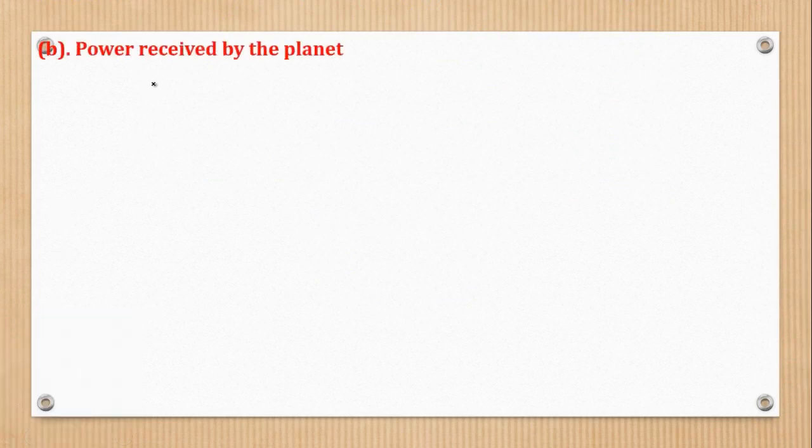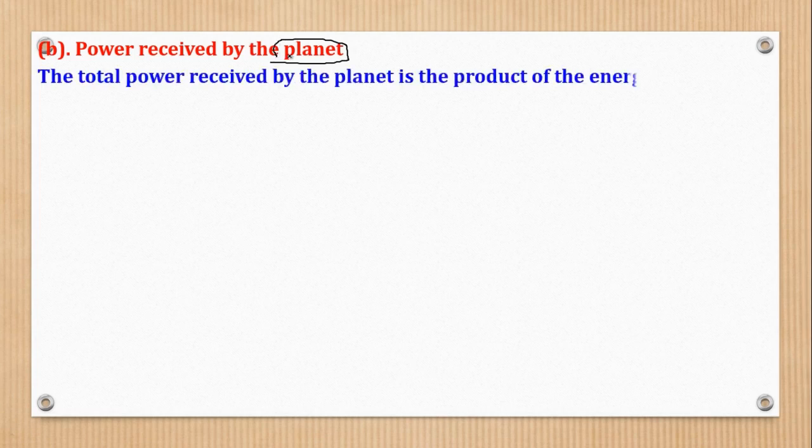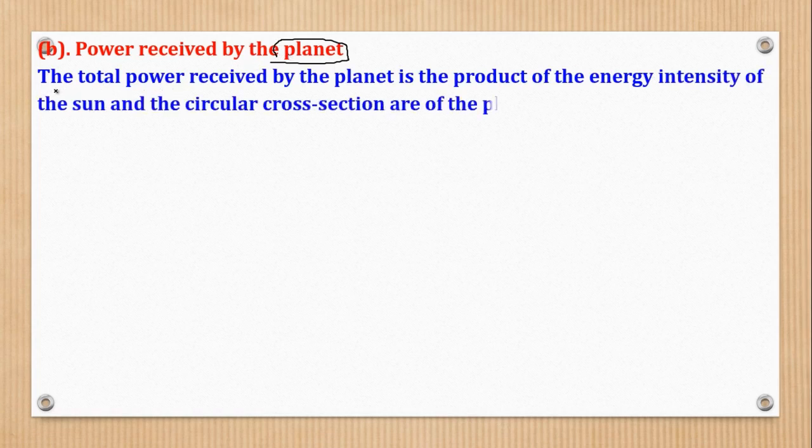So we have been dealing with power received by a body, just any body, but what if it is a planet in particular? How do you deal with such? The concept is the same, but we add something else. Here the total power received by the planet is the product of the energy intensity of the sun and the circular cross-section area. This is the area of the planet. So this is the unique part we add in. Previously we used just surface area, but now we base on circular cross-section area, provided it is a planet.